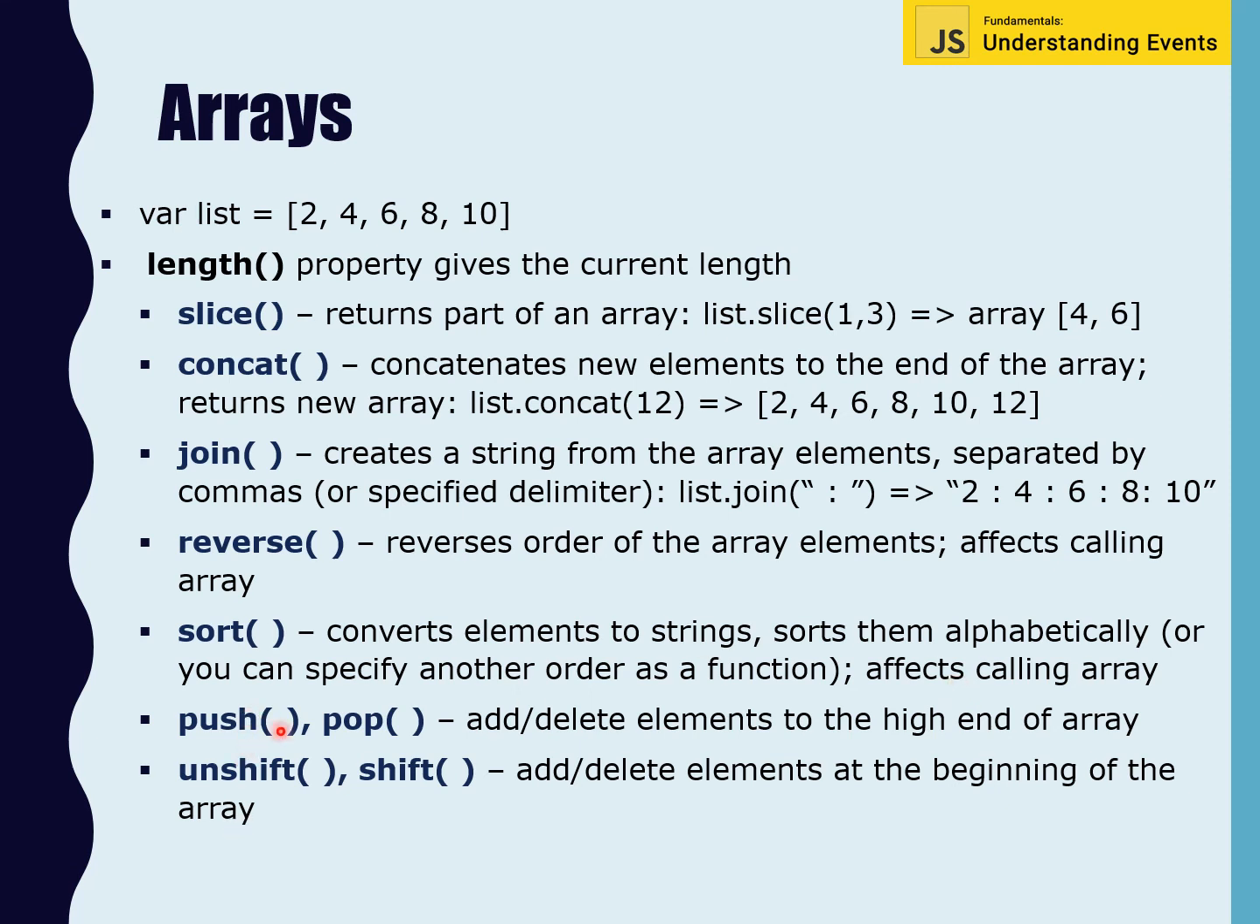Then comes the push function and pop function of arrays. Push and pop functions are used for adding and deleting elements at the high end of the array. The high end of the array means the back end of the array. Then unshift and shift. These functions are used for adding and deleting elements at the beginning of the array, just the opposite of push and pop. So these are the functions which are related to arrays.